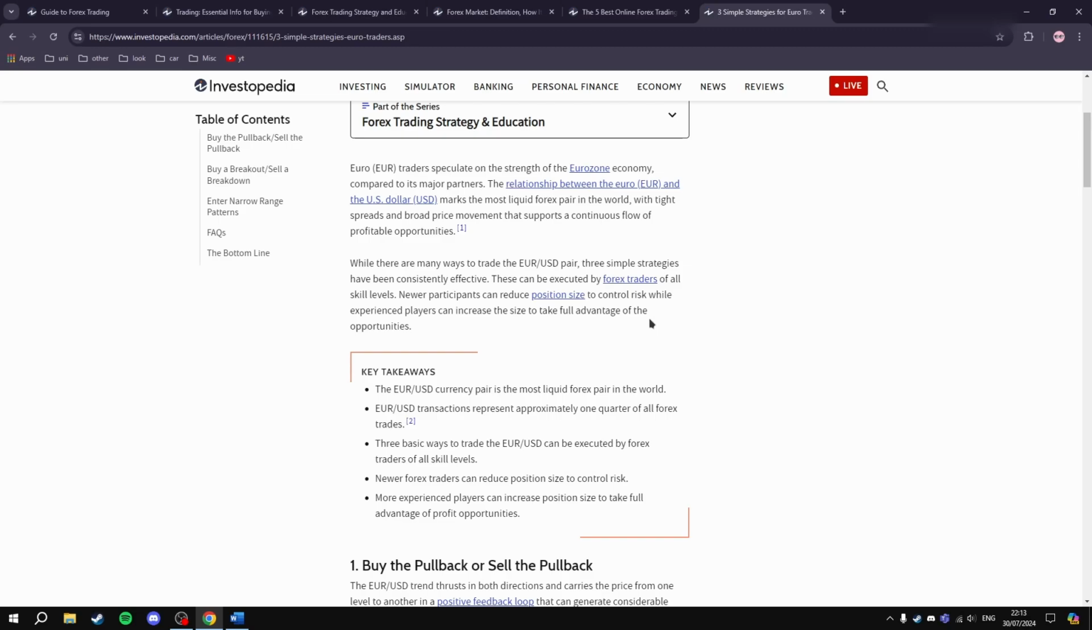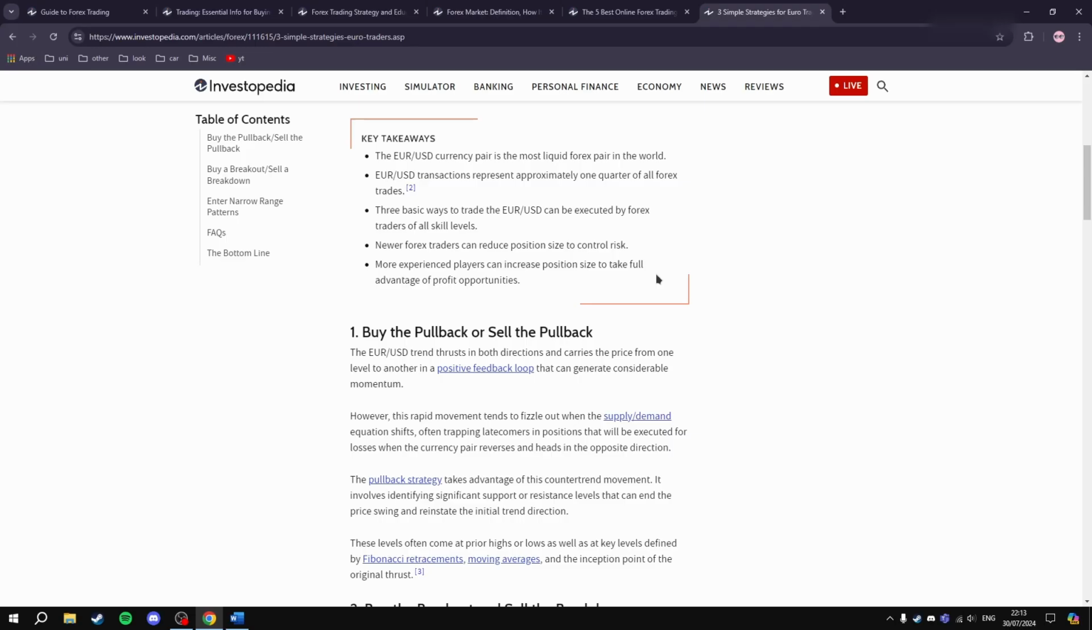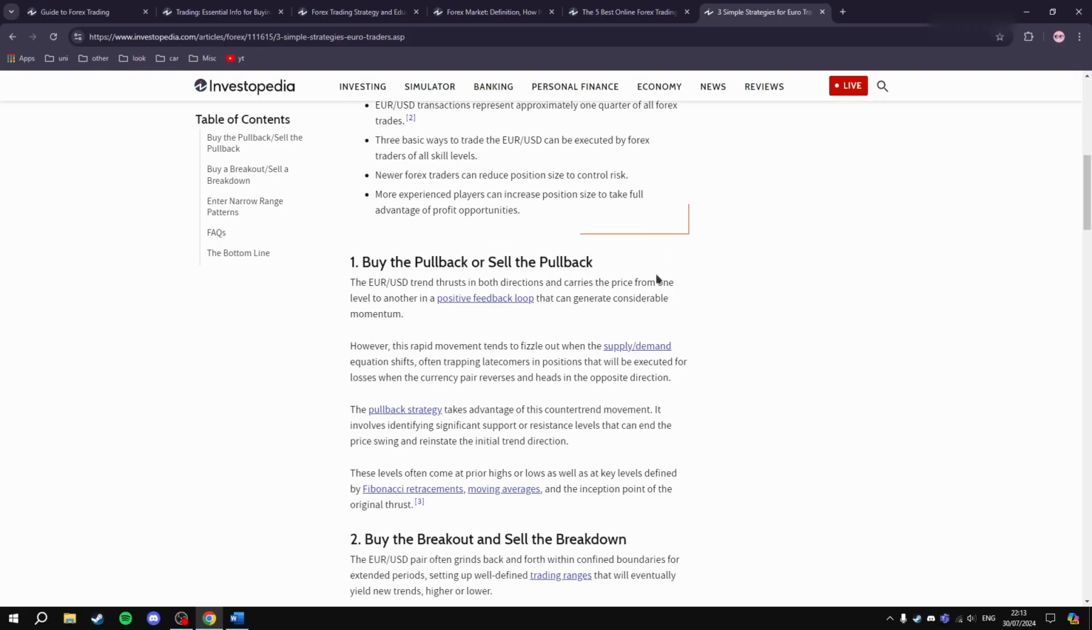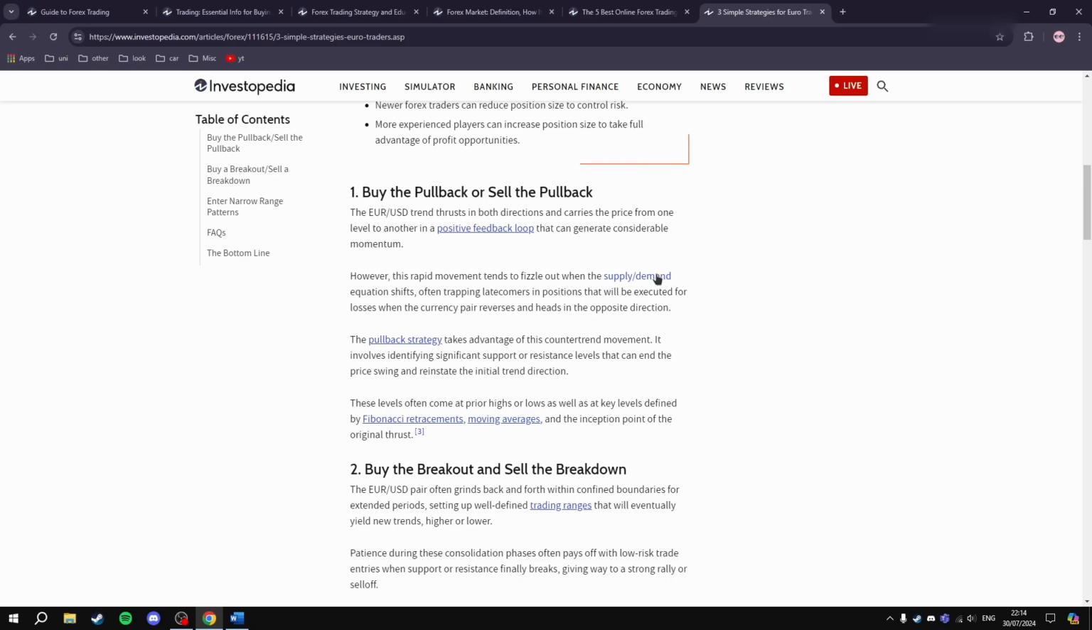Newer participants can reduce position size to control risk, while experienced players can increase the size to take full advantage of the opportunities. So key takeaways: the Euro-USD currency pair is the most liquid Forex pair in the world. Euro-USD transactions represent approximately 1/4 of all Forex trades. 3 basic ways to trade Euro-USD can be executed by Forex traders of all skill levels. Newer traders can reduce position size to control risk. More experienced players can increase position size to take full advantage of profit opportunities.